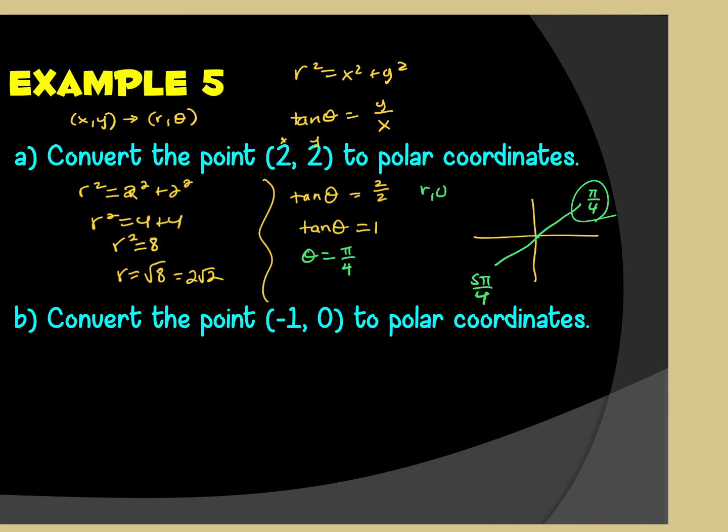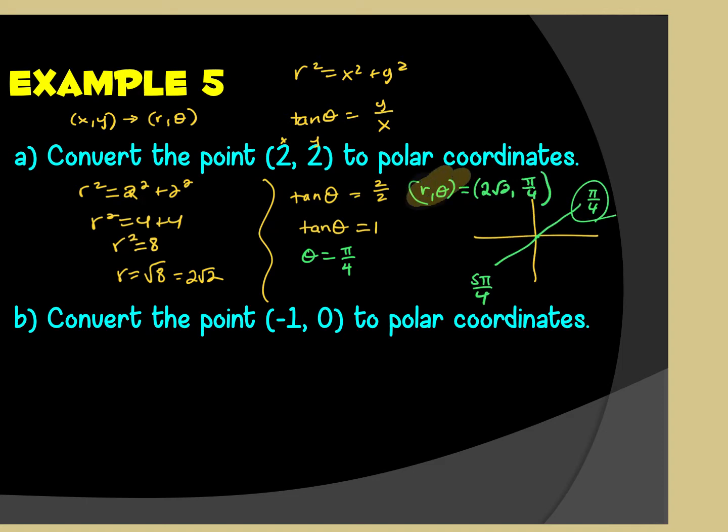So then my r theta. All right. So again, theta would be pi over 4, and then r theta, which is my answer here, is going to be 2 root 2 and pi over 4.